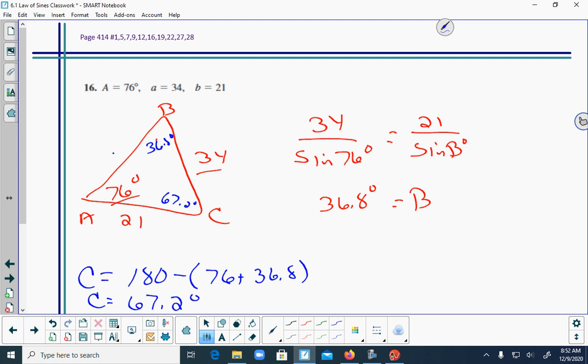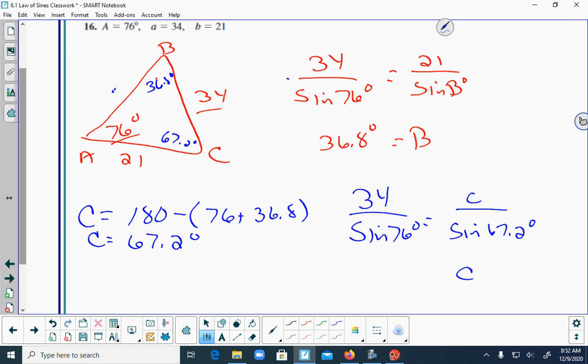Now I have to find side C. So using this same proportion, 34 over the sine of 76 degrees is equal to C, little c, over the sine of 67.2 degrees. Putting that in my calculator, I'm going to get C to equal, oh no, 32.3. I got to go back.